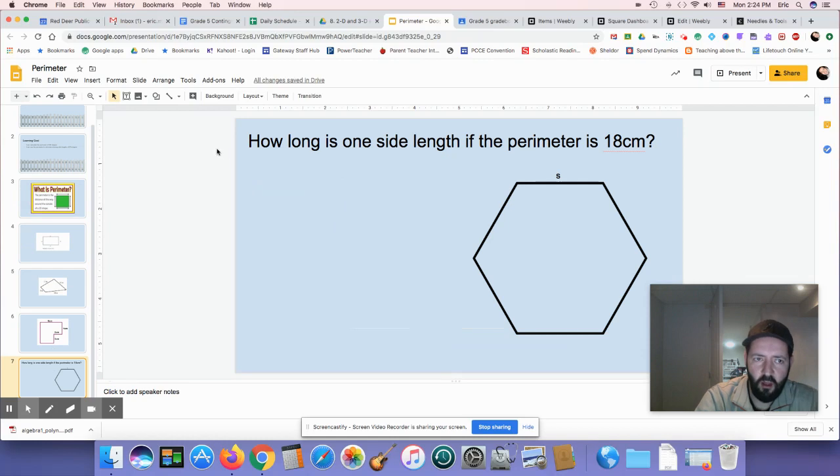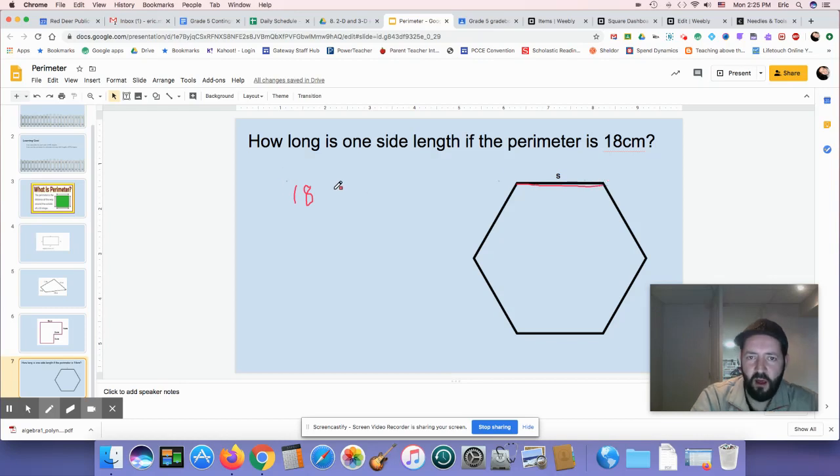Now, rather than calculating the perimeter, they've given us the perimeter in the problem. So it says, how long is one side length if the perimeter is 18 centimeters? So this is telling us that the entire distance around this 6-sided shape is 18 centimeters. So I'm going to write that number down, 18 centimeters. And they want us to calculate how long is one side length here. And again, we're going to use the letter S to represent that, okay?